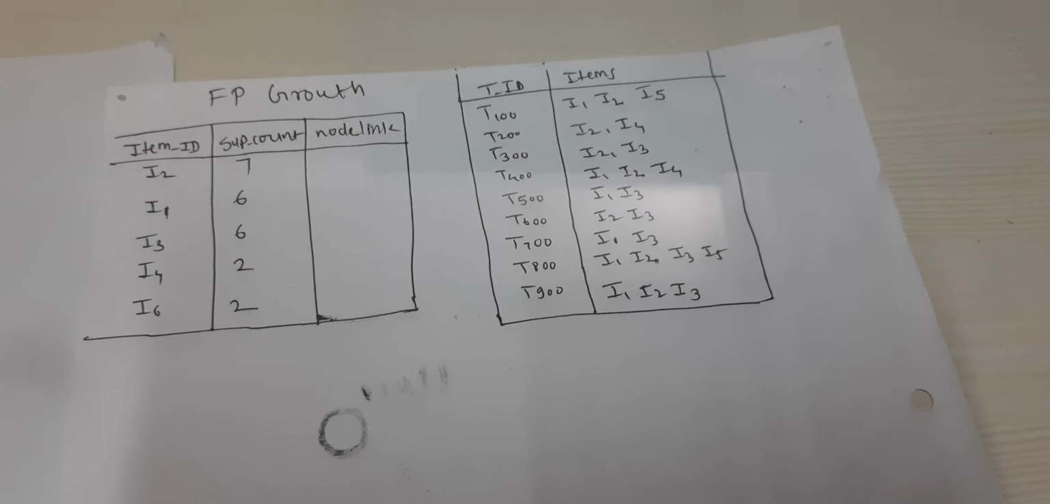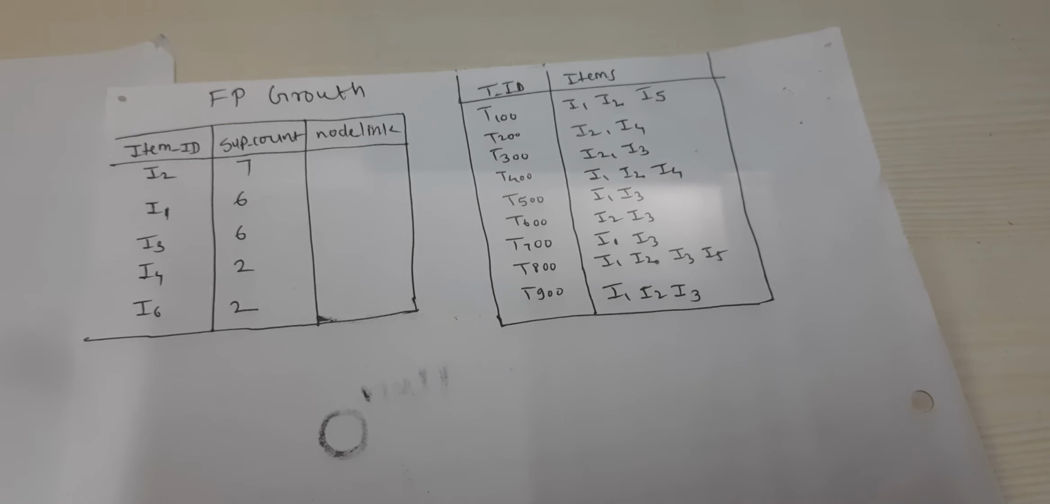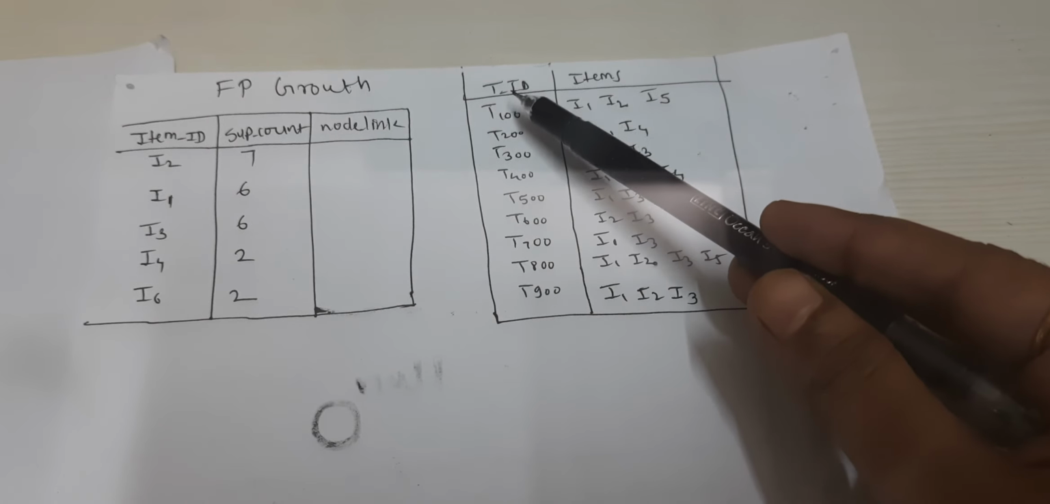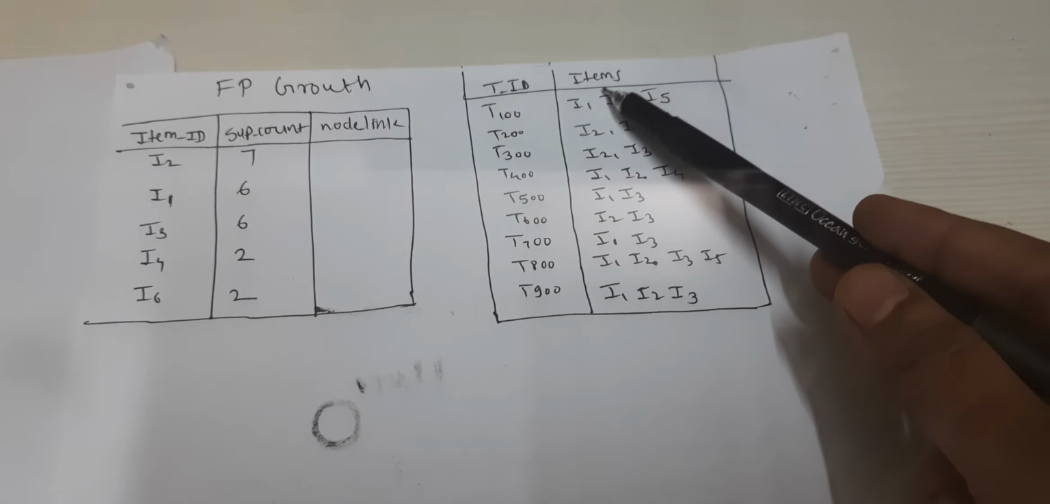So here in this video we will see how to solve an FP growth problem, or how to draw a tree for FP growth. FP growth means frequent pattern growth. Suppose this is the question which we have been given. This is the transaction ID and these are the items.